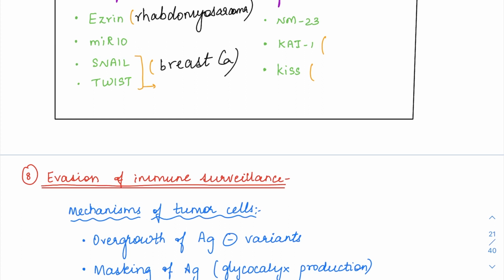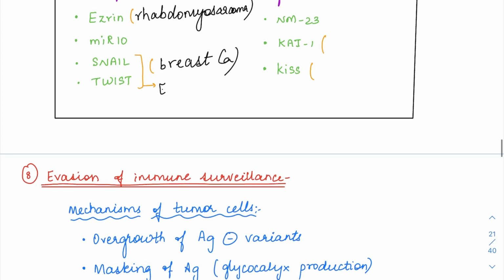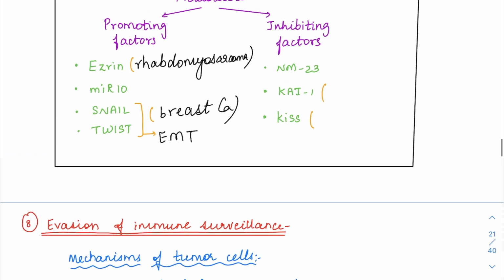And snail and twist, again, we must have already read this in the EMT, that is epithelial mesenchymal transition. So an epithelial cell, as the name suggests, is going to acquire the property of a mesenchymal cell, that is, it is going to become spindly, and it is also going to acquire the property of contraction, so that it can travel from one place to another. So because of this EMT only, the cells are able to metastasize. So snail and twist are transcription factors involved in the EMT. So when EMT is there, it is obviously going to cause distant metastasis.